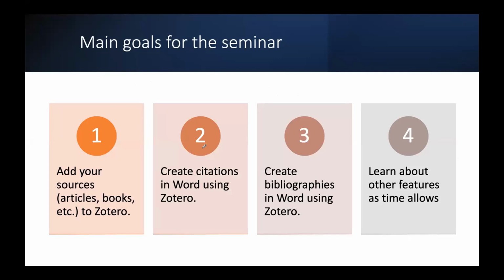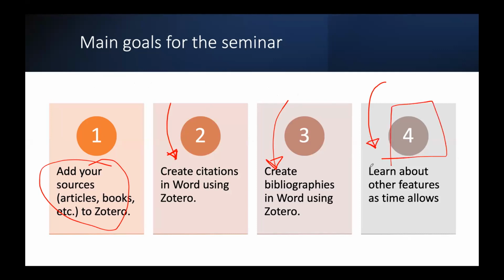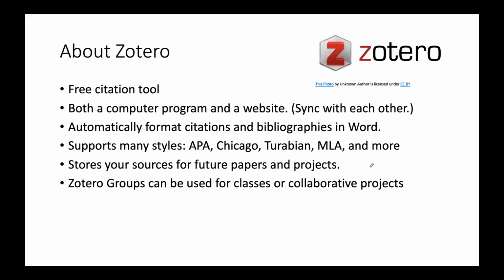So this is what I really want to do for our seminar today. I'm going to show you how to add your sources to Zotero, so the articles and books that you use. And then we will go to Microsoft Word, and I'll show you how to insert citations. And then after that, how to create a bibliography in Microsoft Word. There are some other really cool features about Zotero, and if we have time, I will do those, okay? But the main things are adding sources, creating citations, creating bibliographies.